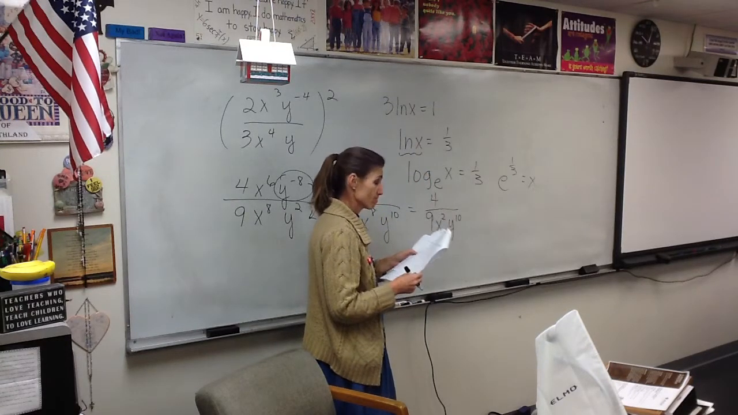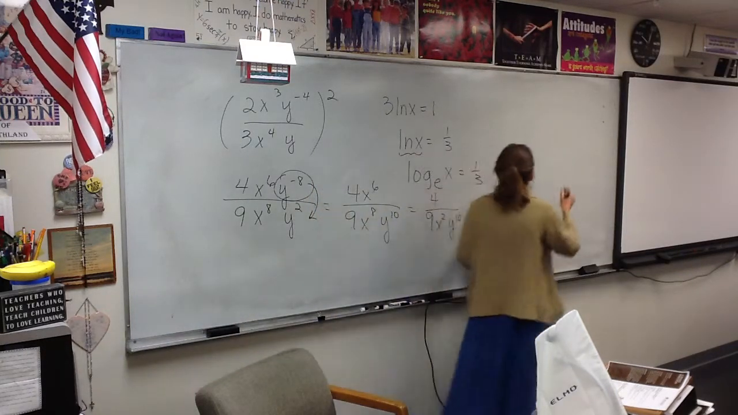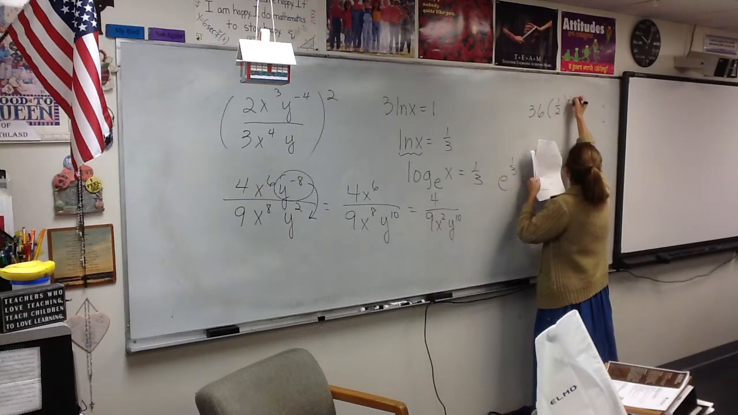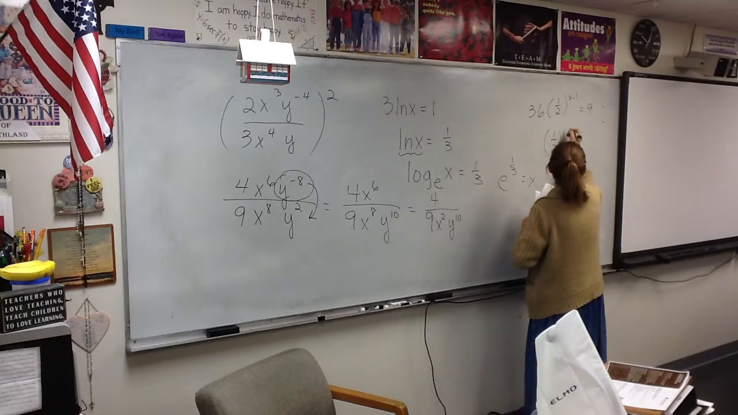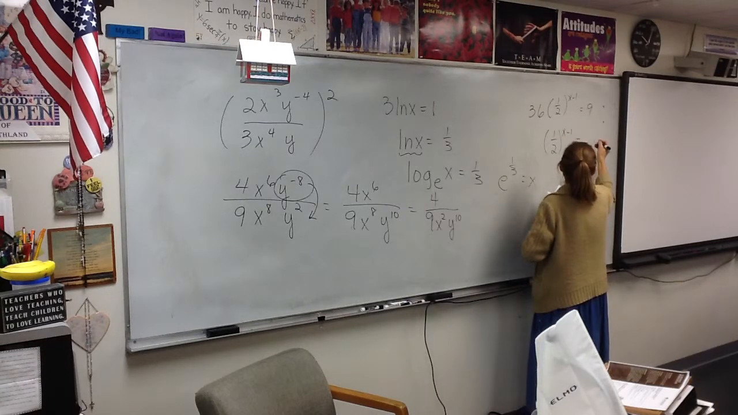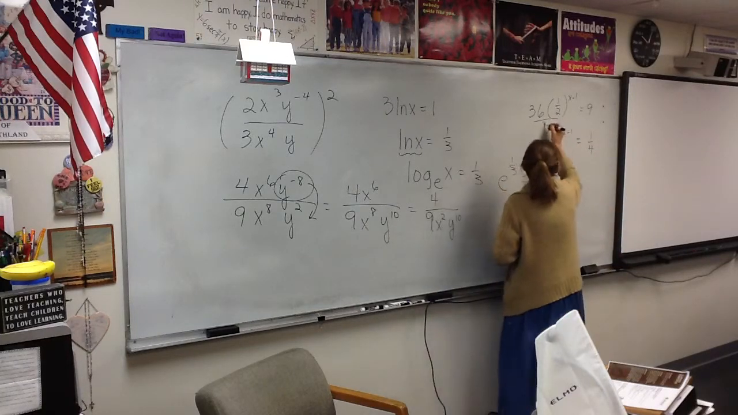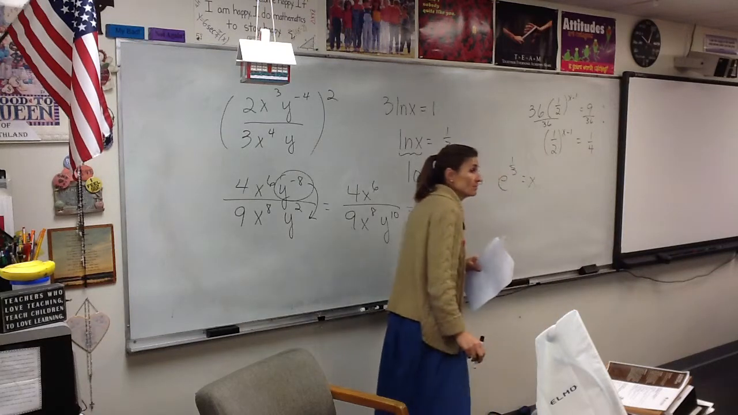Ethan? Could you do 4D? How do you start 4D, Ethan? Divide by 36. Exactly. So you have 1/2 to the x minus 1 equal to 1/4. 9 over 36 reduces to 1/4.